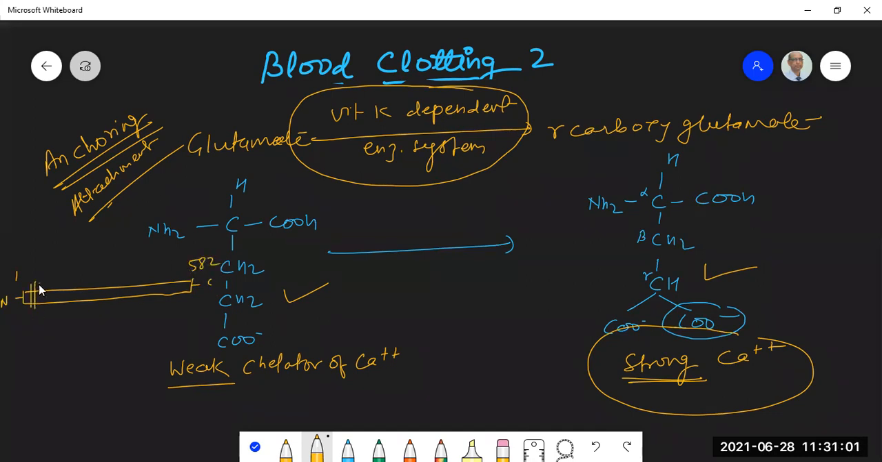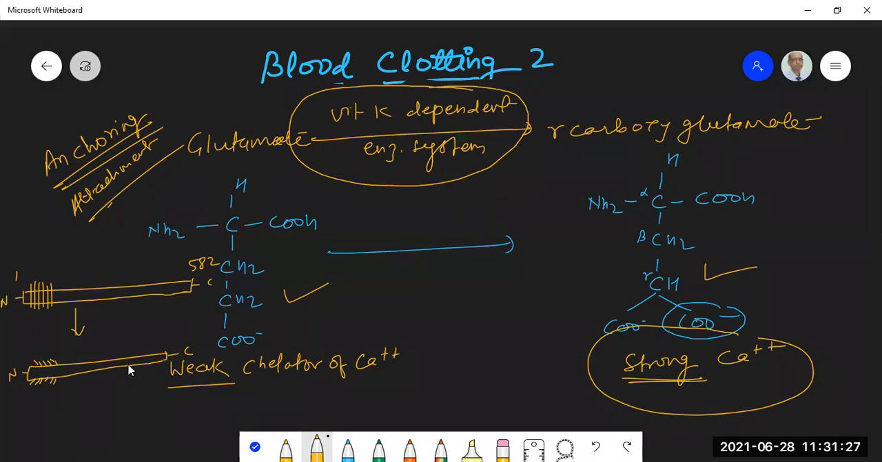So here there are 10 of them, and all of them have been converted to gamma carboxyglutamate. As a result of that, if I have to draw it pictorially for you, it becomes a strong anchor. It creates hooks like this, so that this prothrombin can anchor to the phospholipids of the membranes at the site of the wound.